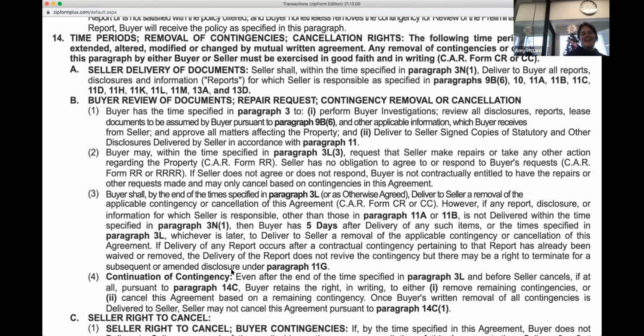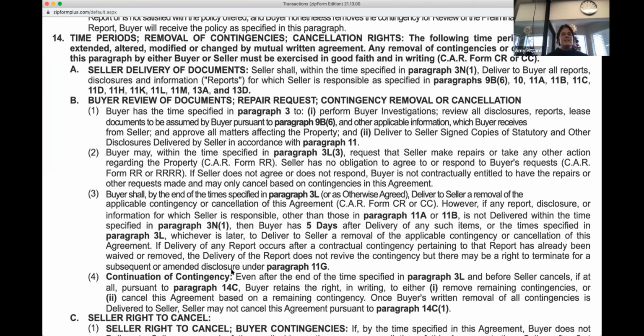If the seller does not agree or does not respond, buyer is not contractually entitled to have the repairs or other requests made and may only cancel based on contingencies in this agreement. The buyer shall, by the end of time specified in paragraph 3L, or as otherwise agreed, deliver to seller a removal of the applicable contingency or cancellation of this agreement. That would be that CAR form CR or CC.